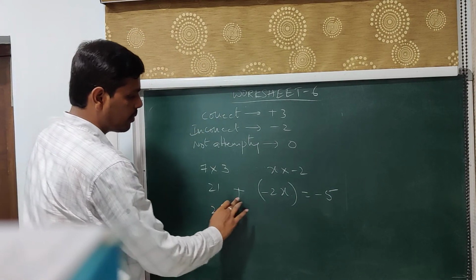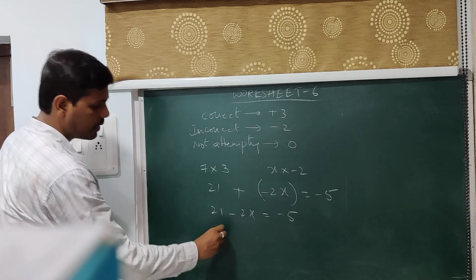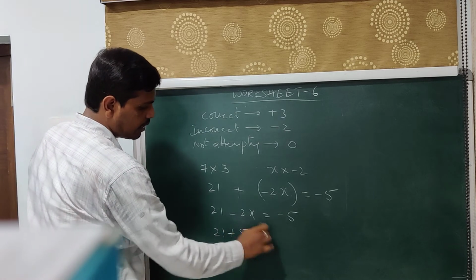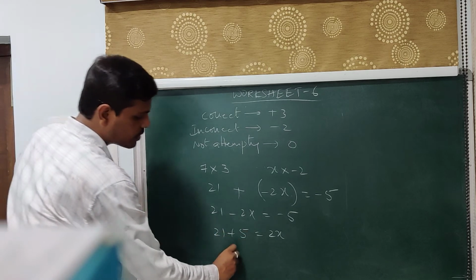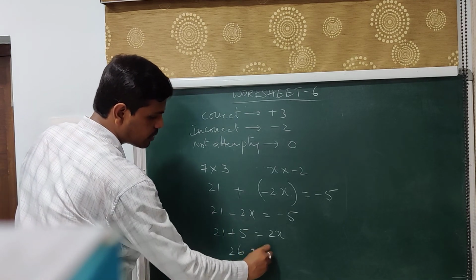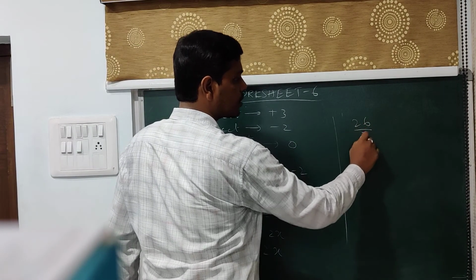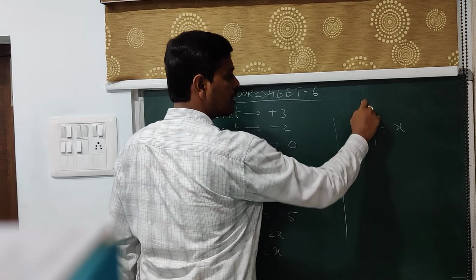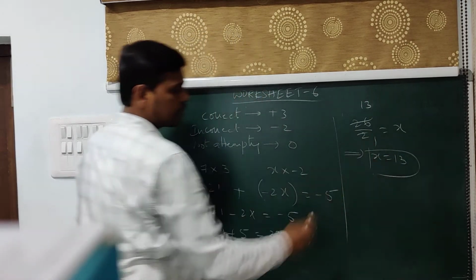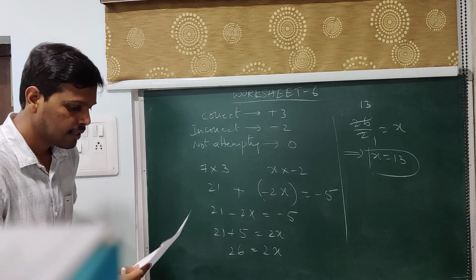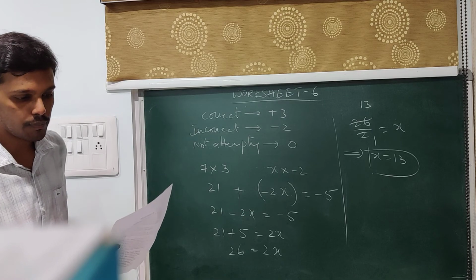So simplify this. 21 plus into minus is minus, is equal to minus 5. Bring this minus 5 to left hand side. 21 plus 5 is equal to 2x. Minus 2x, transposed onto the right hand side, is plus 2x. 21 plus 5 is 26. 26 is equal to 2x. Now 26 by 2 is equal to x. 2 ones are 2, 13s, so that implies x is equal to 13. Therefore, she has attempted 13 incorrect answers and overall her score is minus 5.